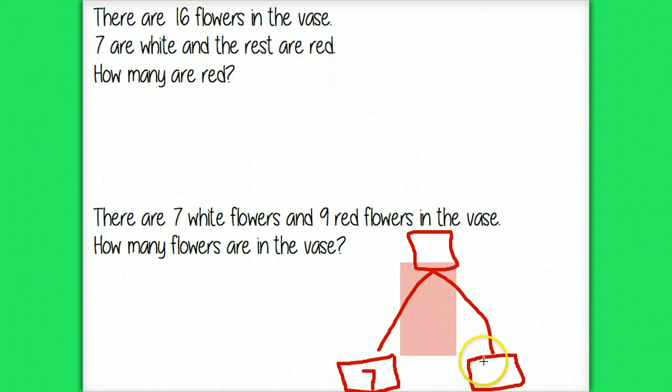I have 7 white, I have 9 red. So I'm either going to draw, or add in my head and count up to figure out how many total flowers. We already know, but let's do it together. 1, 2, 3, 4, 5, 6, 7 go on this side. 1, 2, 3, 4, 5, 6, 7, 8, 9 go on this side. Now, if you want to count on to add, remember how we take the big number in our hand and then we add on the smaller number. So I'm going to say 9, 10, 11, 12, 13, 14, 15, 16. 16 flowers are in the vase.